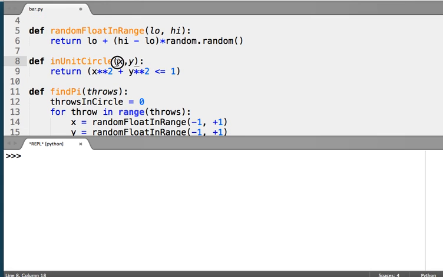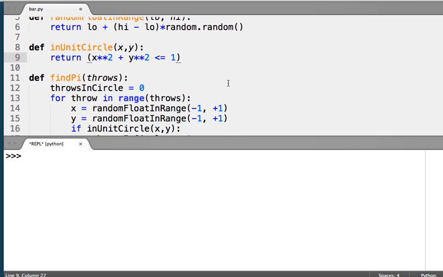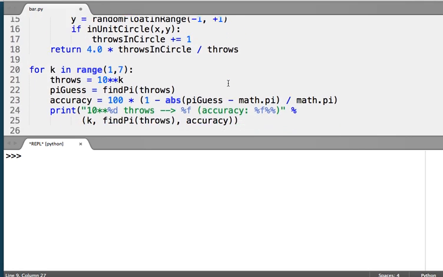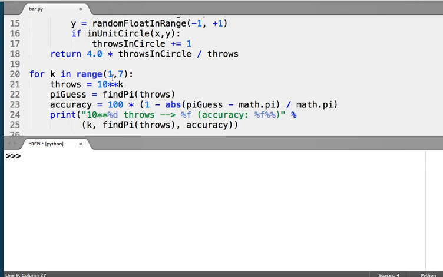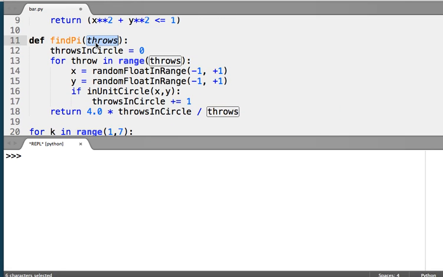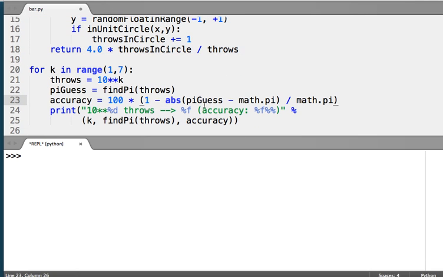Finally, in unit circle, a point is in the unit circle if x squared plus y squared is less than or equal to 1. And there you have it. Now what do we do? We will continue throwing with different numbers of throws. We'll have our throws increase exponentially, so we'll have 10 throws, then 100, 1,000, 10,000. We'll call find pi, which we've reviewed, with that number of throws. And then we'll go ahead and print out the result.